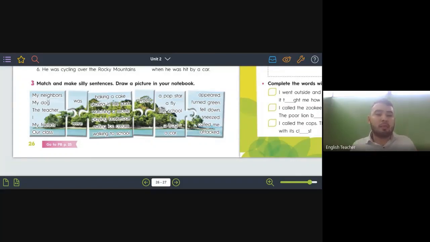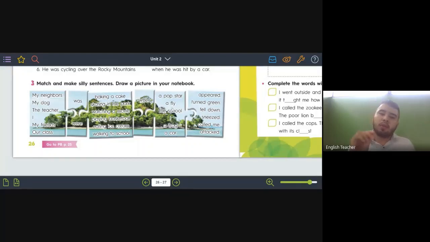Okay, so let me tell you, my neighbors, it is like too many people, so we are going to use were. My neighbors were, and what they were doing we had to decide. They were baking a cake, or they were skating in the park. What about if they were watching a movie, playing basketball, eating ice cream, walking to school? So you had to create a sentence for each of them using just one verb to be, one of them for each.